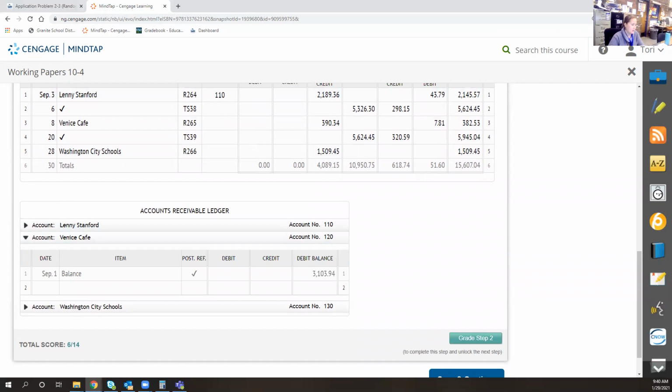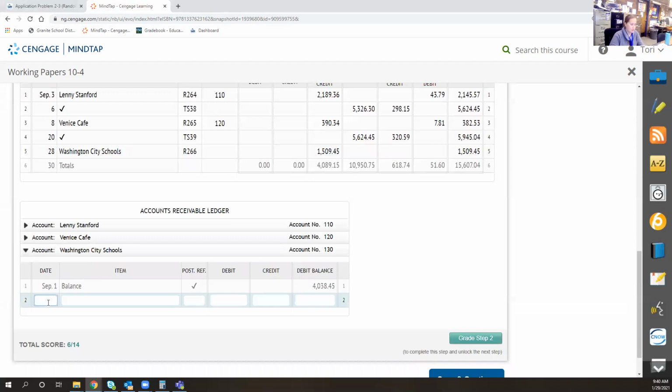Then we had Venice Cafe, which happened on the 8th. So we have our cash receipt journal 9. We credited $3.90 and 34 cents. So we have a debit and a credit. We're going to subtract. Okay, post reference this back up here, 120.